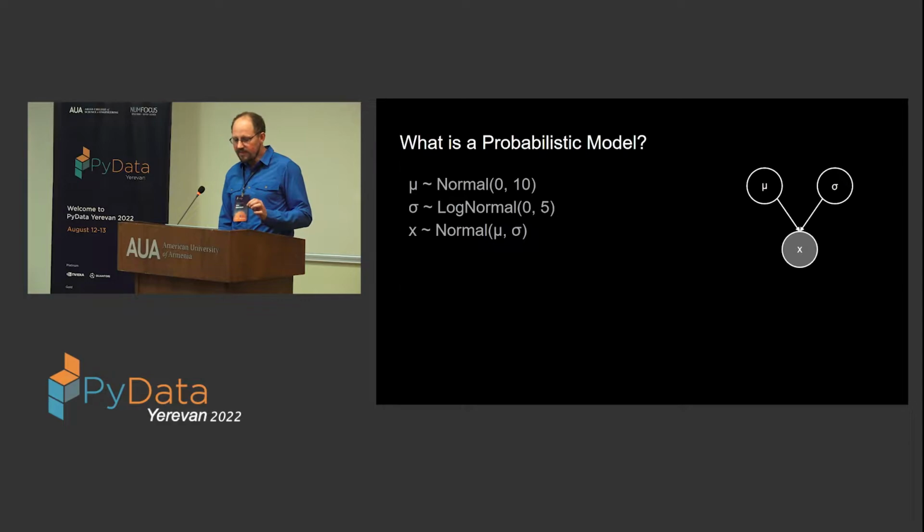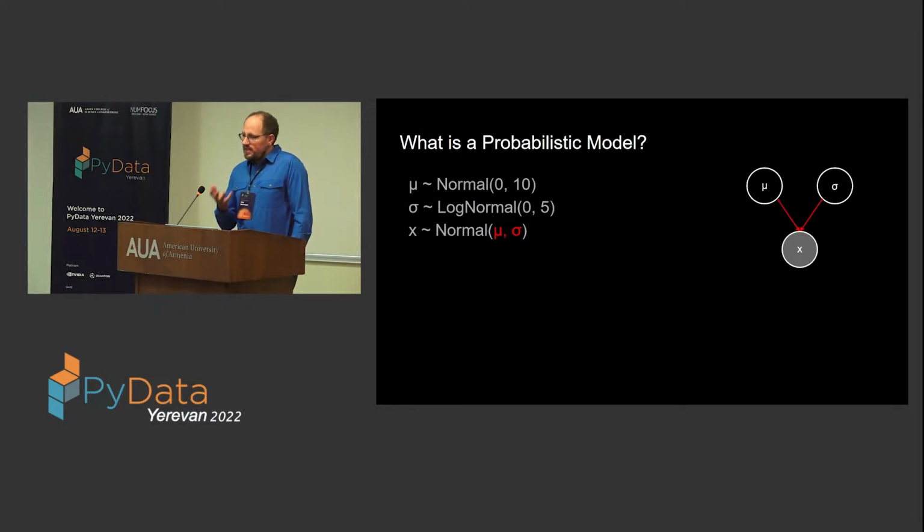So the idea here is that we have probability distributions, like here there's a normal distribution and a log normal distribution, and we want to connect those together to build a more complex probabilistic model. Here we can write mu being sampled from a normal, sigma being sampled from a log normal, x. There's a math notation on the left, and there's this visual notation on the right.